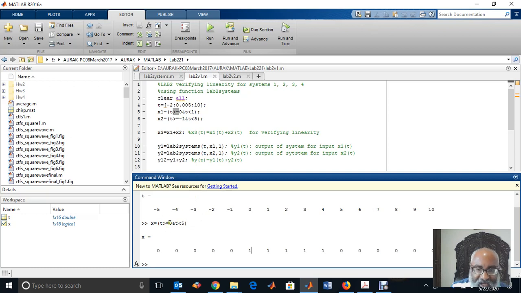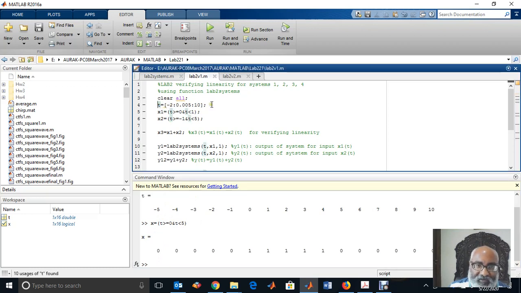It is a logical AND. This is logical AND. So it will compare with t, and it will determine whether x is logically 1 or 0. That's what it does. So here, from this time vector definition, x1 will be 1 between 0 and 1, and x2 will be 1 for t greater than or equal to -1 and up to 5. So x2 will be 1 between -1 and 5.